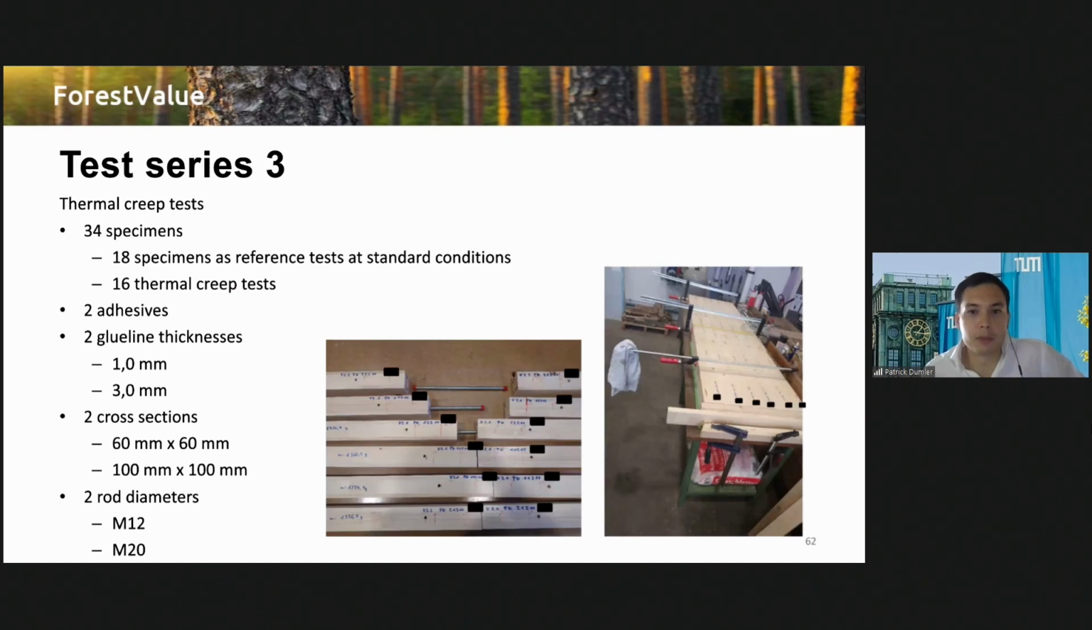Afterwards, there was test 03 with glued-in rods in creep test conditions. We had 34 specimens. Some of them were tested under standard conditions at room temperature. So we had an amount of load level to apply during the creep tests. There were also 2 adhesives and 2 different glue line thicknesses as usual. And we differed between 2 different cross sections dependent on the rod diameters between 12 and 20 millimeters.